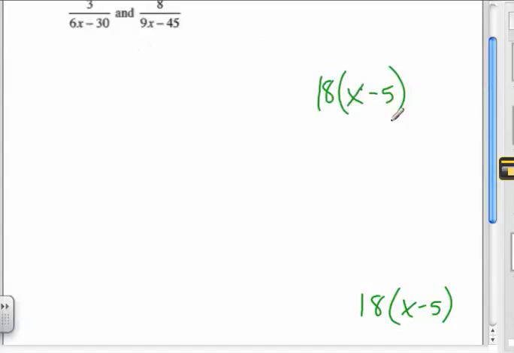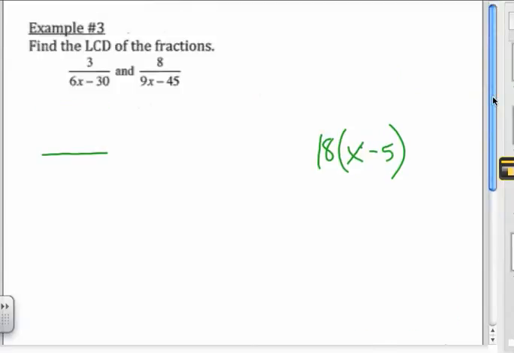That's our common denominator. What do I need to multiply the first one? It was 6 times x minus 5, right? And the other one is 9 times x minus 5. What do I need to multiply the 6 by in order to get 18 times x minus 5? Arjun? 3. So that means I need to multiply the top by 3.